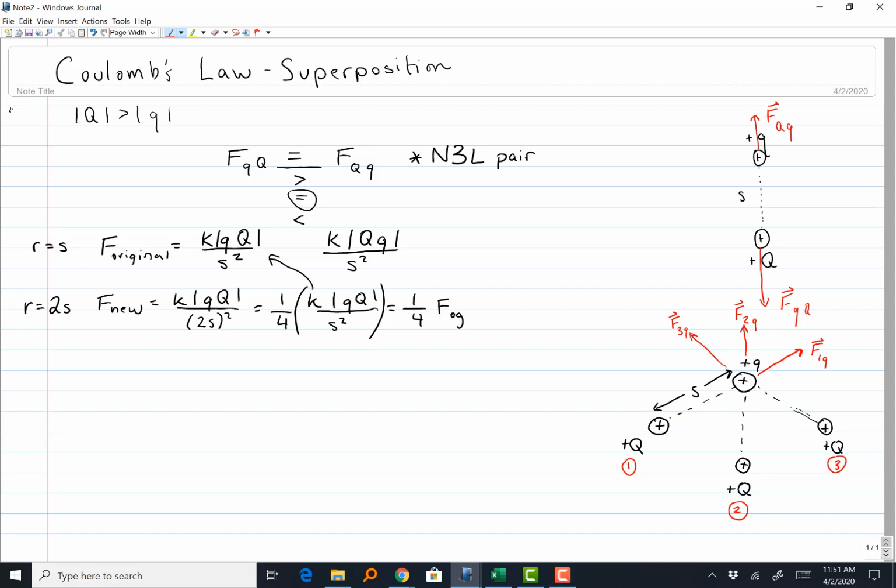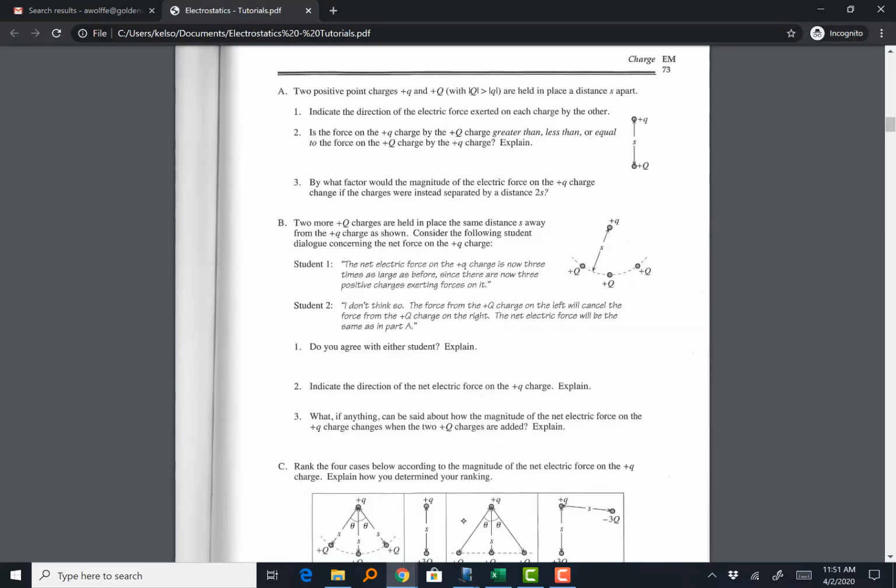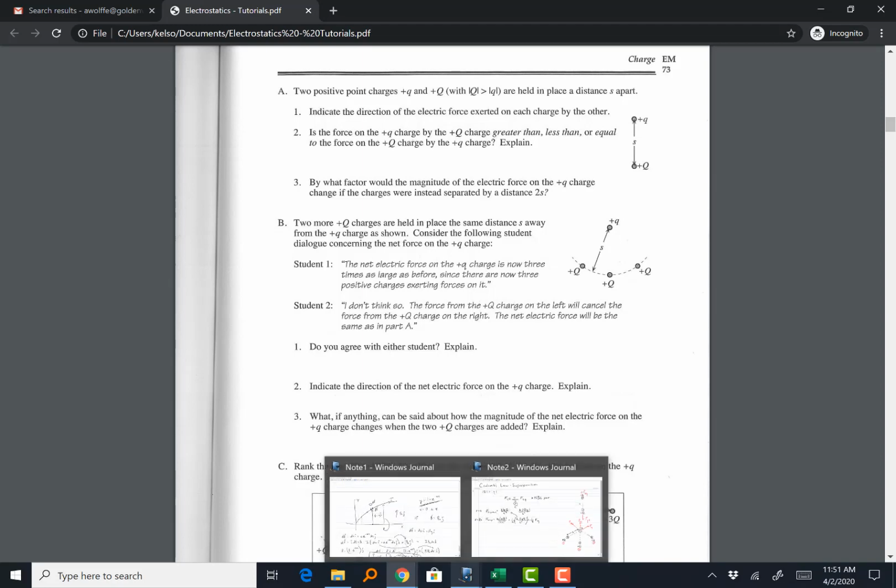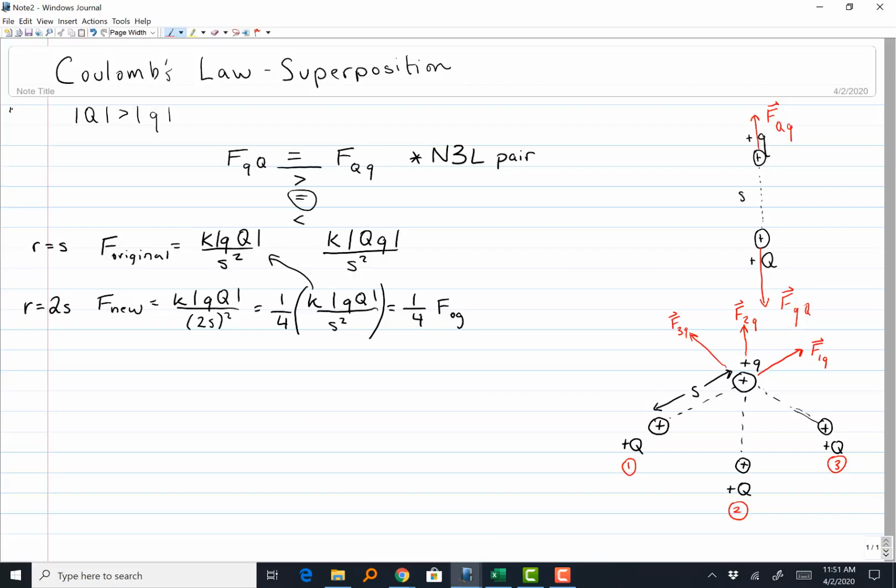The first student said that the net electric force on q is now 3 times as large as before. That statement is going to be incorrect, and we can see that because we're looking at these 3 different vector quantities. Vector quantities mean that we've got direction as well as magnitude, and so we have to account for that direction. Since these 3 vectors are all pointing in different directions, they're not just going to add up to become 3 times as large.